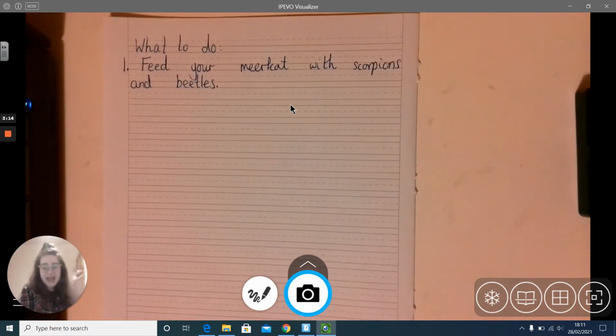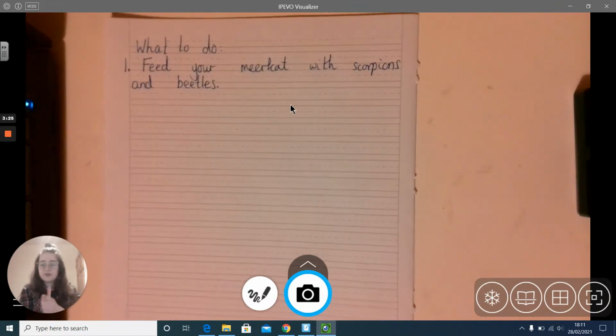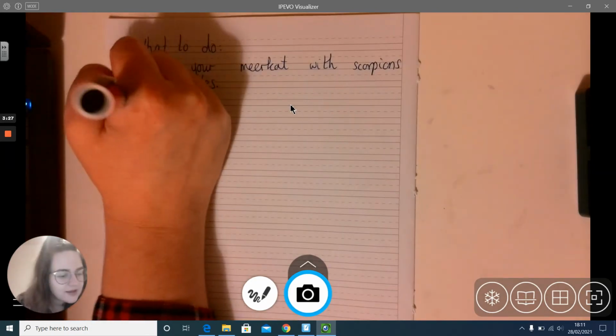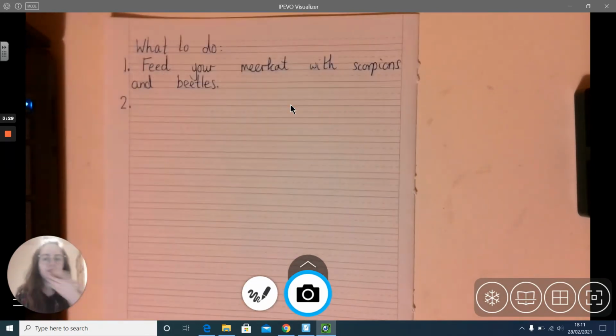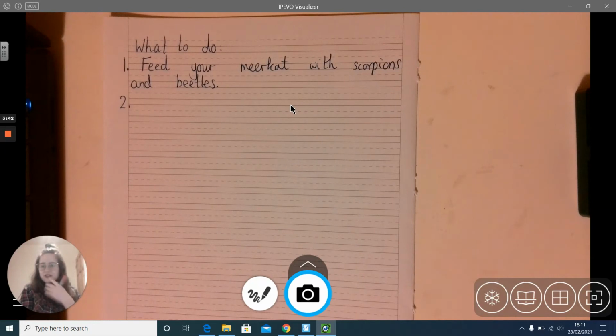So we're telling someone what to do with their meerkat. The meerkat needs to eat, and it needs to eat things like scorpions and beetles. So we're going to tell them in a bossy way. We're going to say, feed your meerkat with scorpions and beetles. Full stop. Brilliant. Now, I know that meerkats like hot places, so I want you to pause the video and tell me in a bossy way with the verb first. Tell me what I need to do with my meerkat if it likes hot places. What do I need to do?